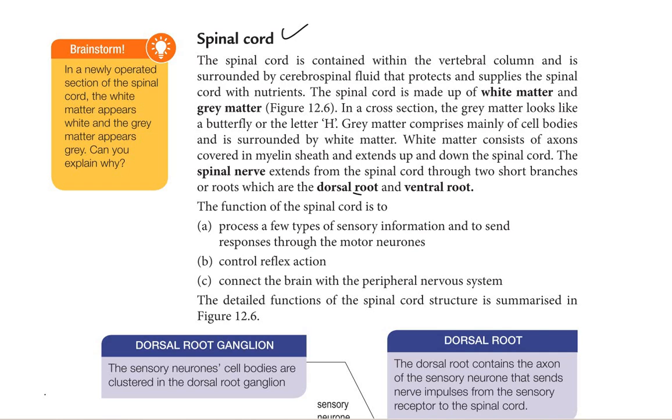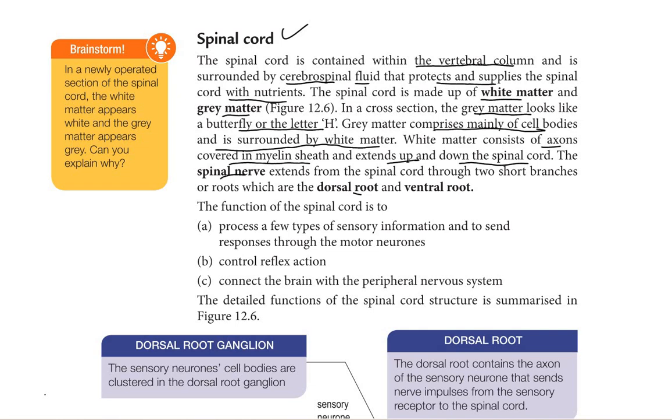The spinal cord is contained within the vertebral column and is surrounded by cerebrospinal fluid that protects and supplies the spinal cord with nutrients. The spinal cord is made up of white matter and grey matter. In a cross section, the grey matter looks like a butterfly or the letter H. Grey matter comprises mainly of cell bodies and is surrounded by white matter. White matter consists of axons covered in myelin sheath and extends up and down the spinal cord.